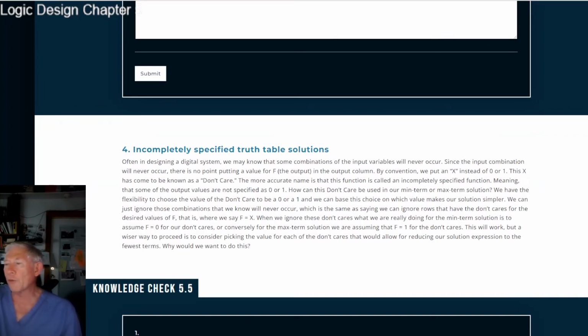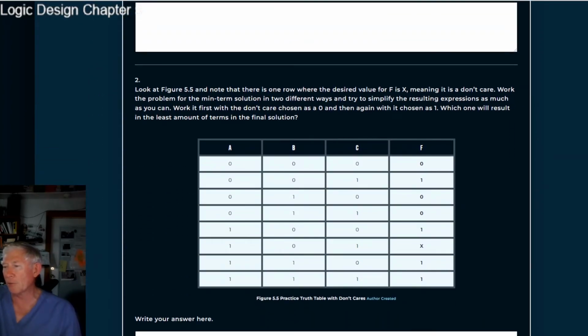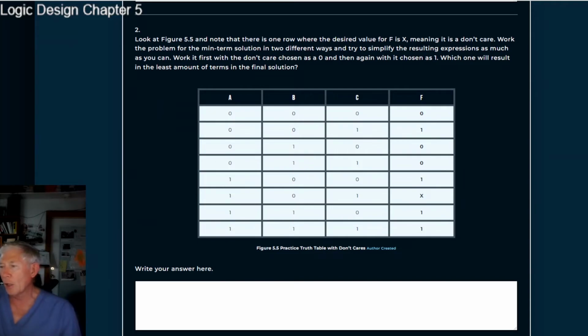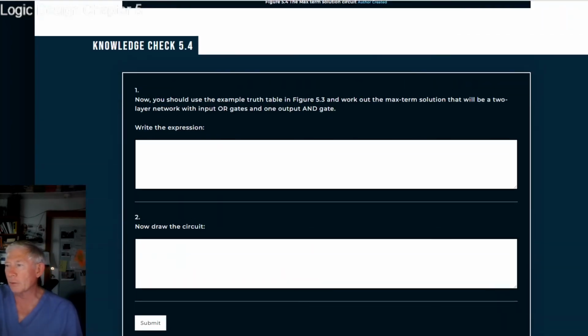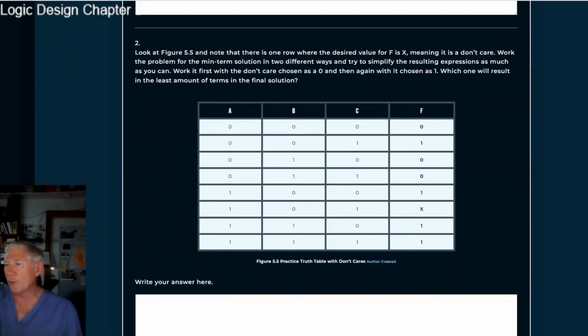All right, one more thing I did want to mention, this incompletely specified function. I'm going to talk more about this. Sometimes we have a situation where we have a truth table, and our customer tells us that one of these combinations of our input variables, or maybe more, but one, say for sure, is never going to occur. So in this particular case, we write an X there.